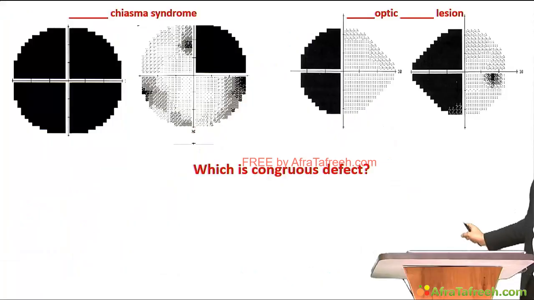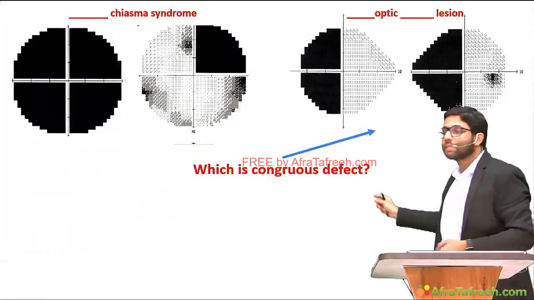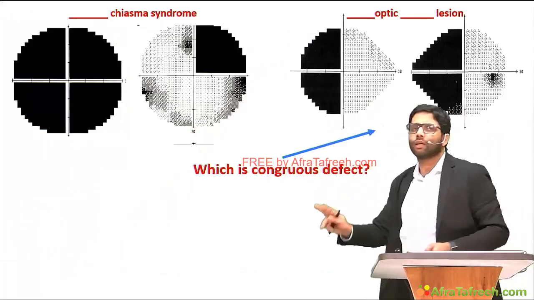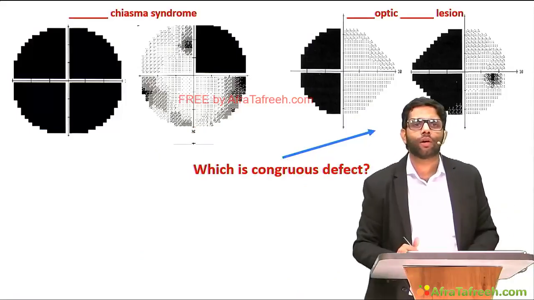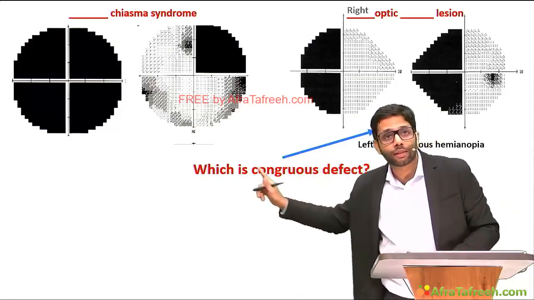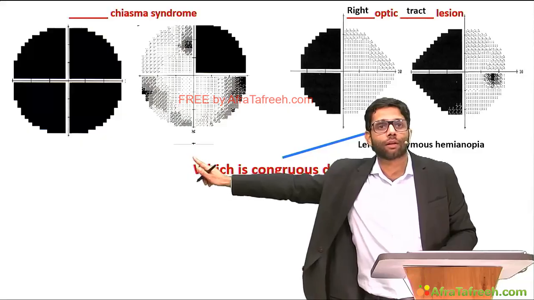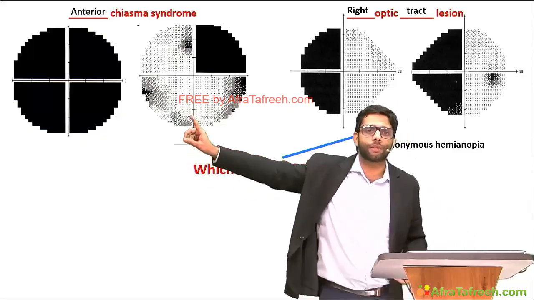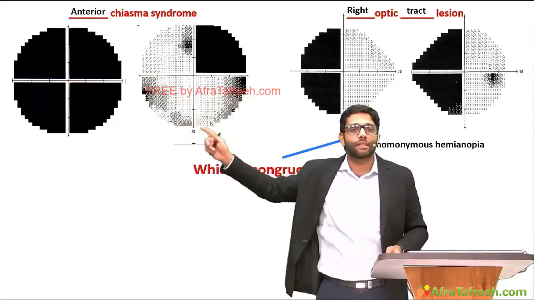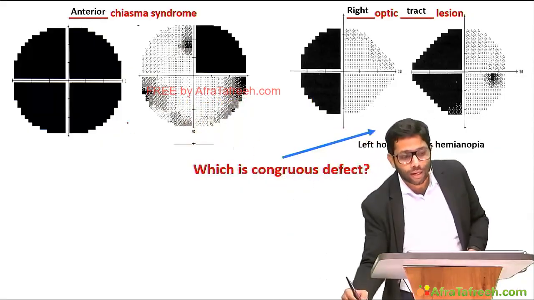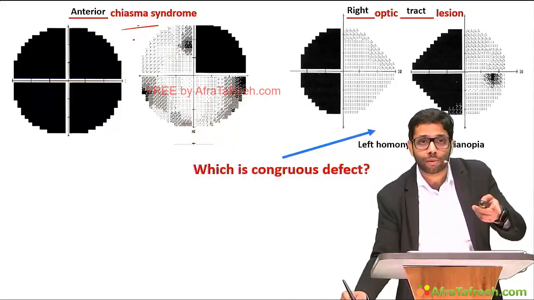Then visual field defects can be congruous or incongruous. Congruous means symmetrical. This is symmetrical. All are symmetrical; only two can be asymmetrical. One is optic chiasma: this is anterior chiasma syndrome. This is asymmetrical, because one side is 100% involved and the other is 25%. So chiasma defects can be asymmetrical.